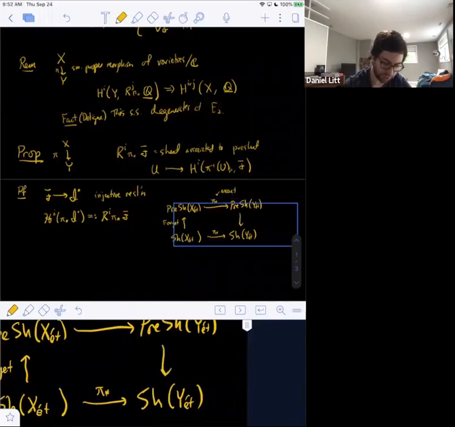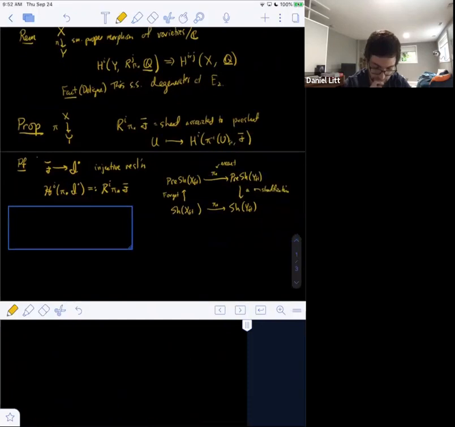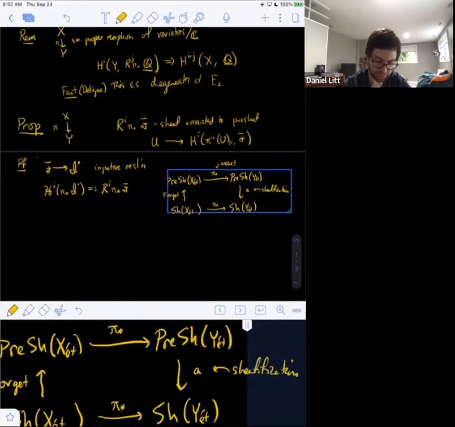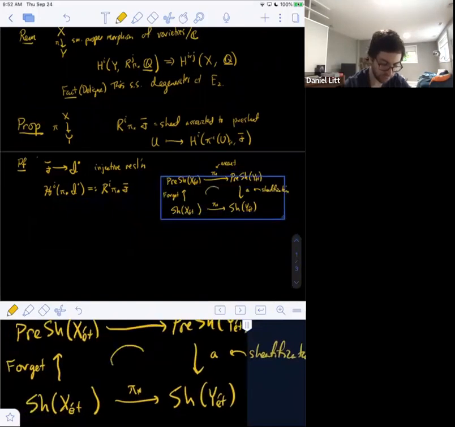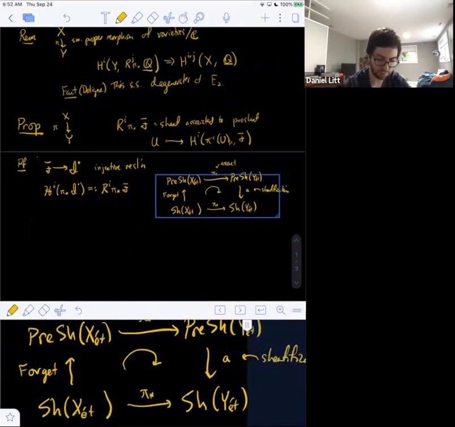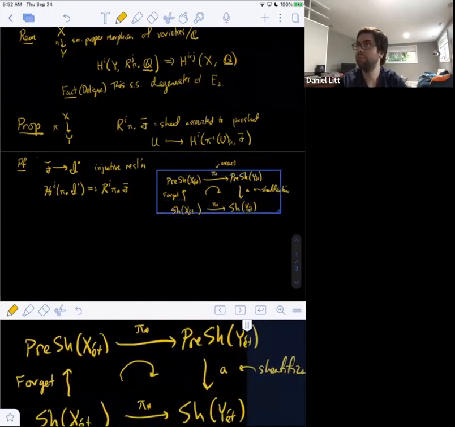Okay, and then we can sheafify. I think I call that functor A, the sheafification functor, or the associated sheaf. Okay, can anyone explain to me why this diagram is commutative?